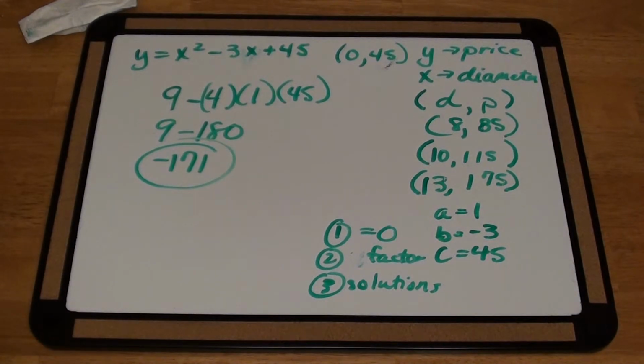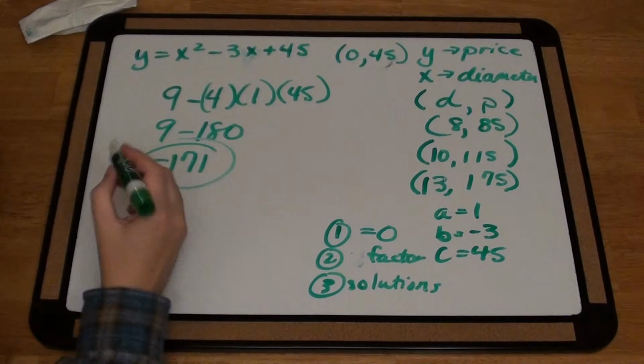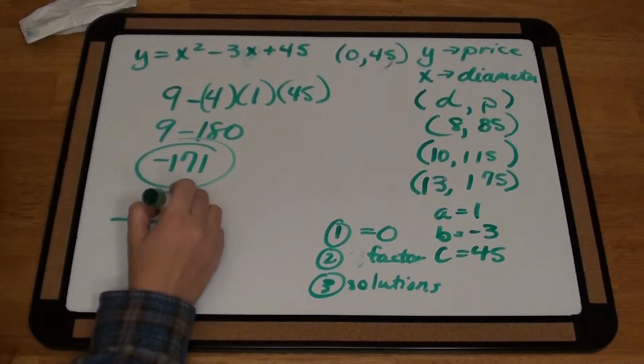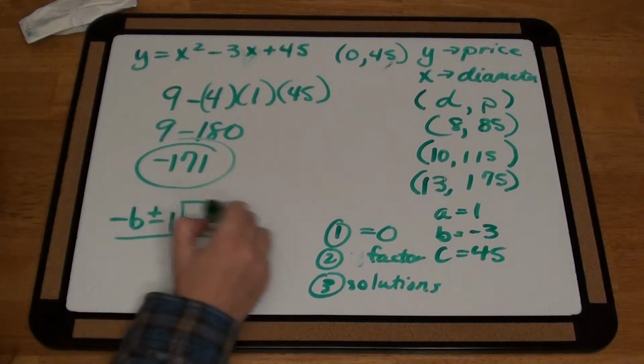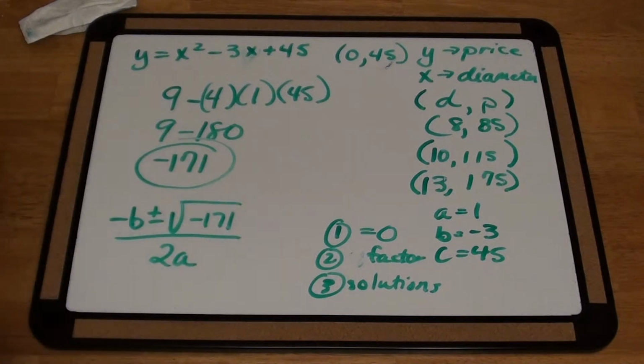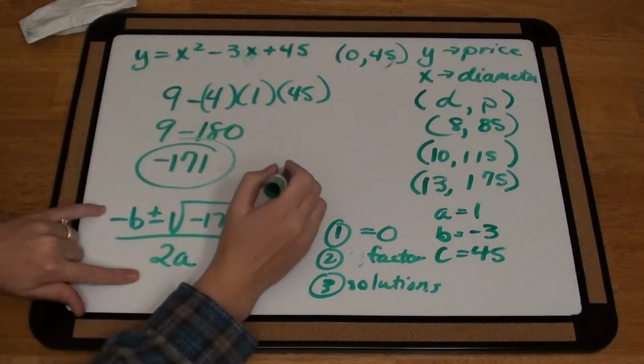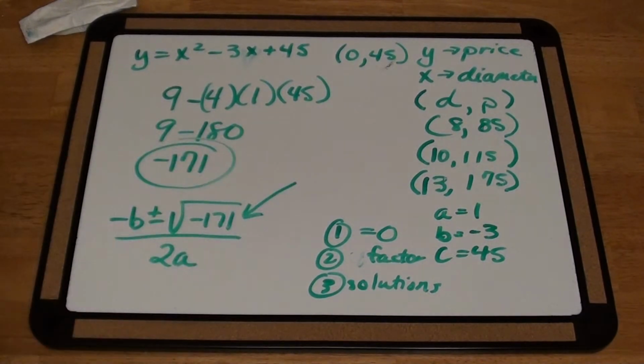There's my discriminant. Now what does a negative discriminant tell me? Well, if I was looking at the quadratic equation, it would be the opposite of b, plus or minus the square root of negative 171 all over 2a. I don't have to worry about these at all. I just want to look here. Can you take the square root of a negative number and get out a real number? You cannot. So if you cannot get a real number out, that means there are no diameters for which the price could be 0. Period. None.